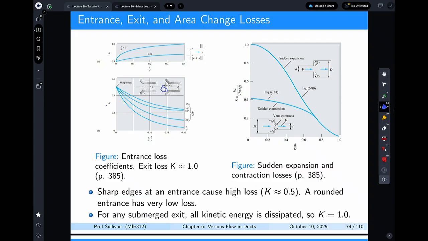Same thing with sudden expansions and contractions. Here, one of the things that we've looked at are pipes coming in to one size pipe going into another size pipe. On the bottom is a sudden contraction, flow is left to right. At the top is a sudden expansion, flow is left to right. In the sudden expansion, you go from a small area to a large area, and you have a very high K for those values, and they normalize to each other when you get to a D over D that's close to 0.8.